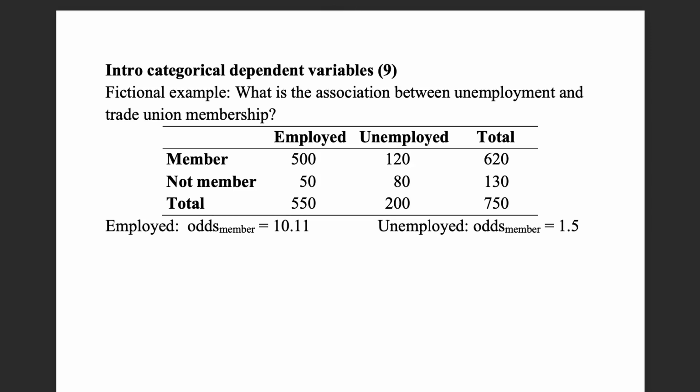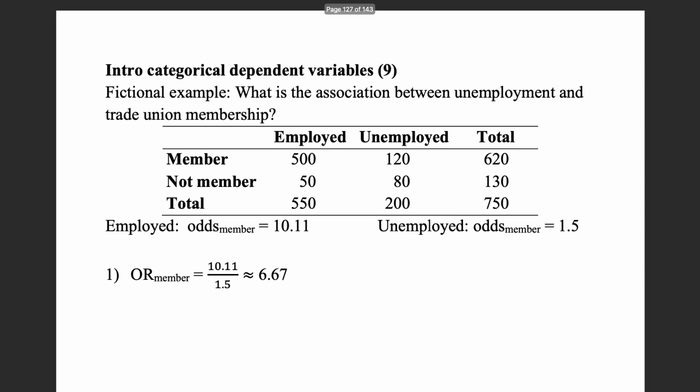We know that the odds for the employed persons to be a member are 10.11. We know that the odds for the unemployed persons to be trade union members are 1.5. So we can actually calculate two different odds ratios. We can divide 10.11 by 1.5, or we can divide 1.5 by 10.11. So let's do both of them and look into what it means.